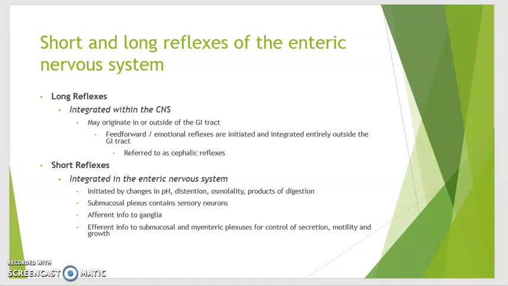And then as you can see at the bottom, the short reflex, like we said, is integrated entirely in the enteric nervous system with no input from the CNS. It's initiated by changes in pH, distension, osmolarity, products of digestion. All of these things can initiate a short reflex. And the submucosal plexus is what contains those sensory neurons. And then the afferent info is sent to a ganglia, and efferent information is then sent to the submucosal and myenteric plexus, once again for control of the secretion, motility, and growth.